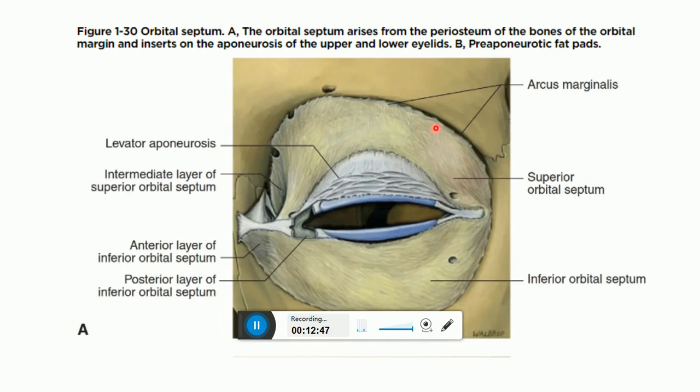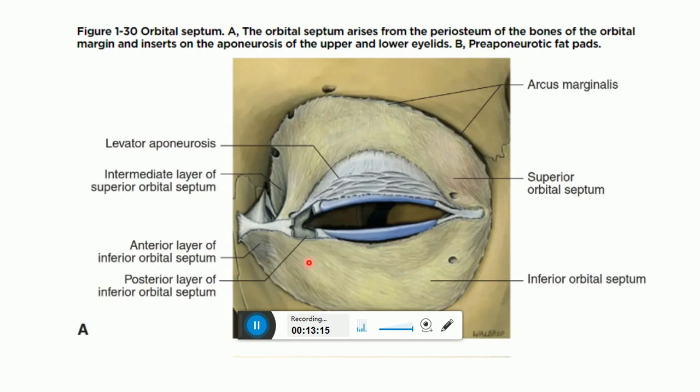At the arcus marginalis. This is arcus marginalis. So this is the septum. It then passes medially in front of the trochlea and continues along the medial margin of the orbit, along the margin of the frontal process of the maxilla and onto the inferior margin of the orbit.